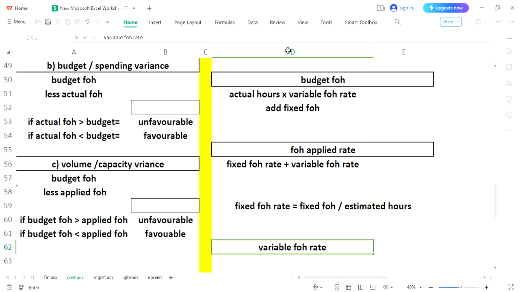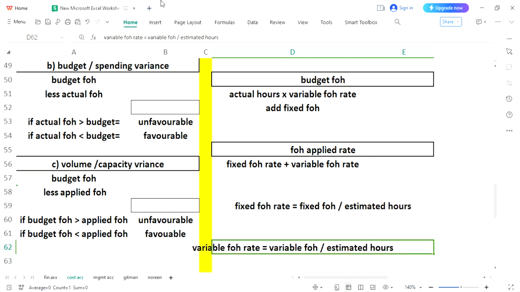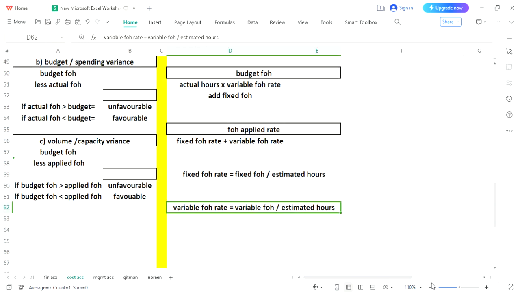And how would you calculate it? Variable FOH, and you are dividing it with estimated or budgeted hours. Alright, our complete statement has been driven over here, and you just need to concentrate here. We are going to look at it in one screen so that you can understand what you will do on your left page and what you will do on your right page.